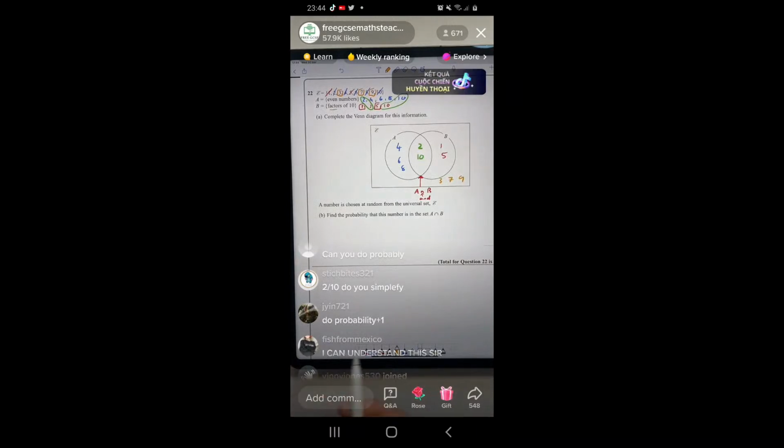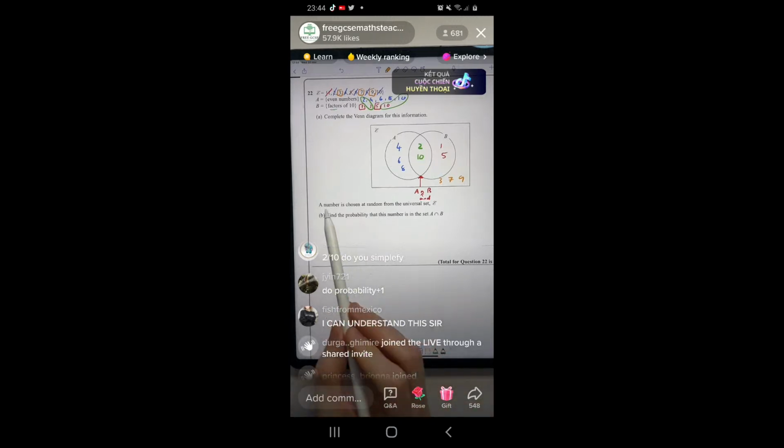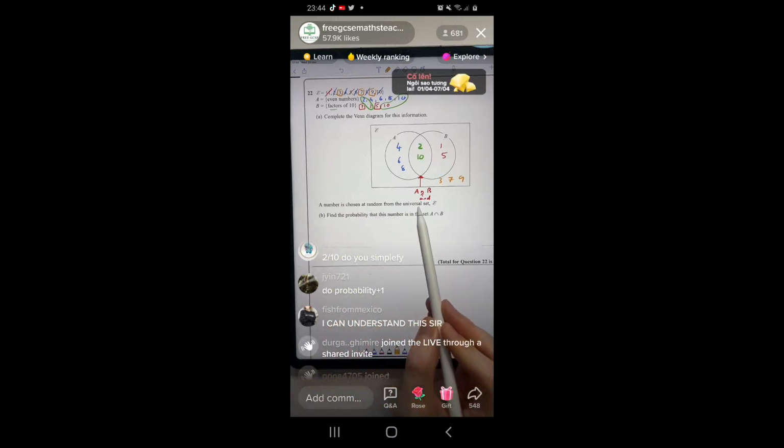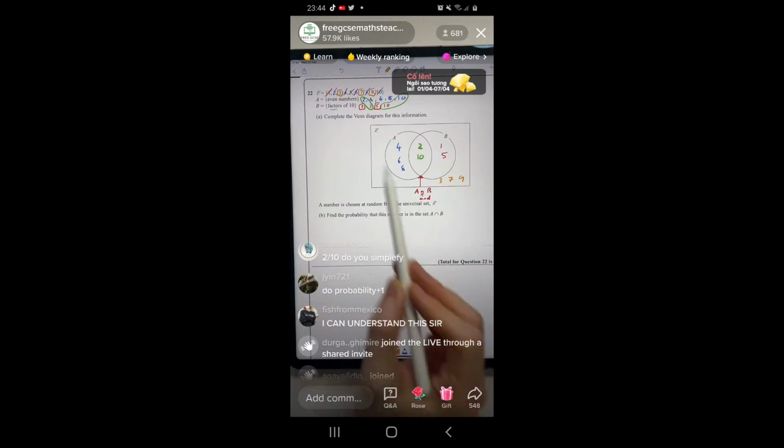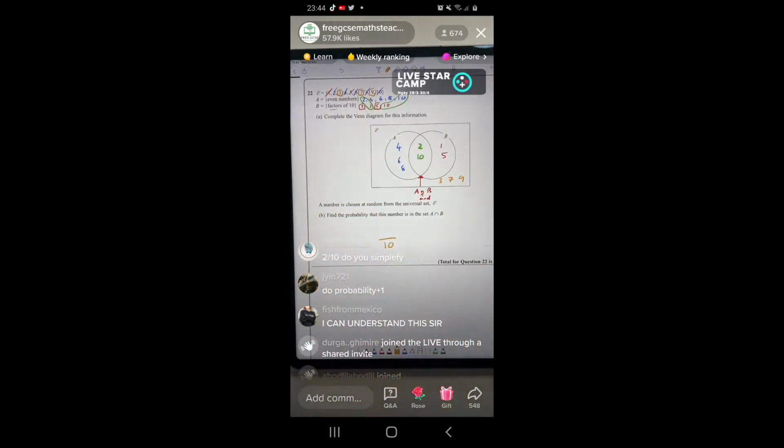Now, my final bit for 2 marks is that a number is chosen at random from the universal set. If it's chosen from the universal set, it's any number from 1 to 10. So the probability is out of 10, because it's chosen at random from the universal set, which is the whole numbers 1 to 10. Find the probability that this number is in the set A and B.